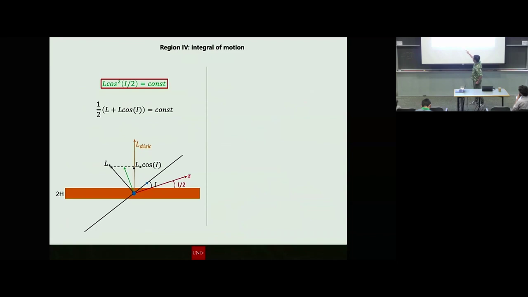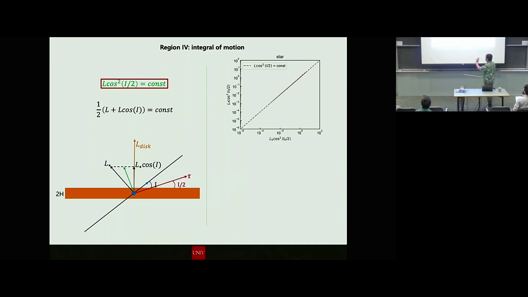And you will find that this is nearly perpendicular to the torque. So the picture is that this torque will gradually decay the parallel component of the angular momentum, but rotate the perpendicular component of this orbit. So this quantity is almost constant during the disk-star interactions. And although this is not a rigorous integral of motion that can be derived analytically, we used numerical simulations to verify this integral of motion.